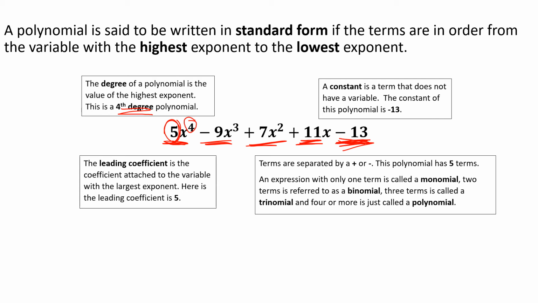Now, a few other definitions here. If you only had one term, so like 2m, that's considered a monomial because there's only one term. If you had two terms, something like 3x plus 5, that's considered a binomial because it has two terms. Three terms, if you had like x squared plus 5x plus 4. If you have 3 terms, that's called a trinomial, and anything beyond that would be referred to as just a polynomial.